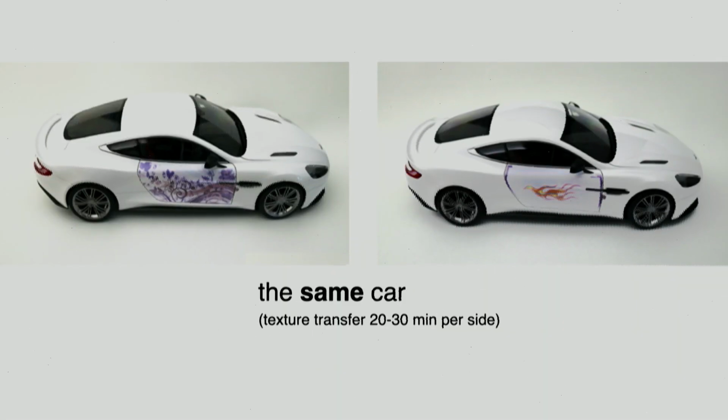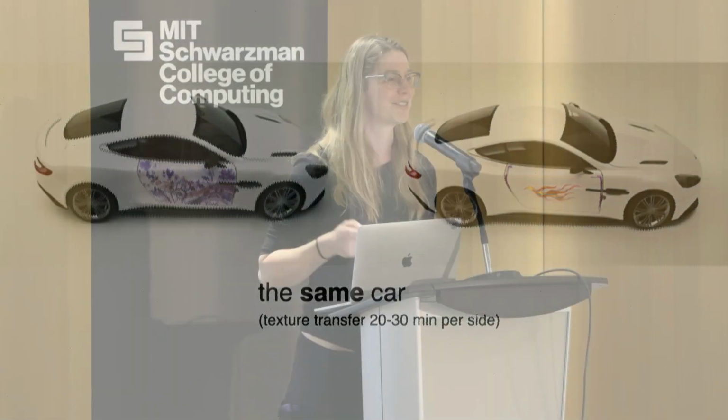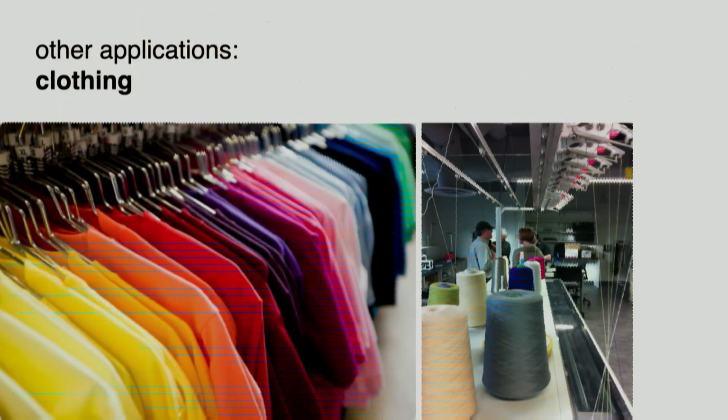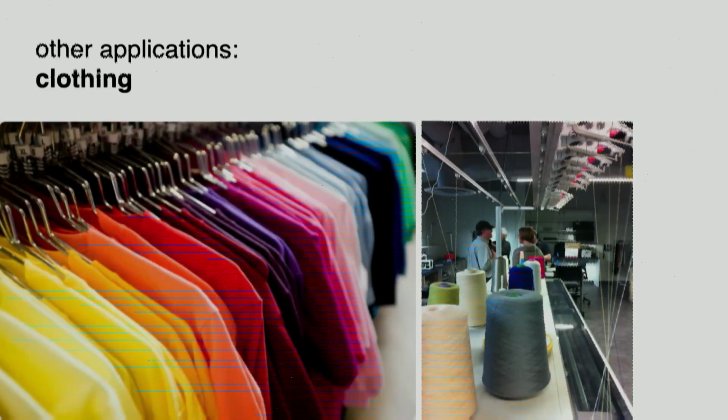And this is the car. Here in this case, we only recolor the car door for demo purposes. So you can see it still takes 20 to 30 minutes per side at the moment for a full color texture transfer. So it's not quite instant as in digital, but it is definitely faster than getting your car into a garage. And I will tell you more about how it works in a second. We have some other ambitions, maybe for clothing. So these are just some images from the internet.